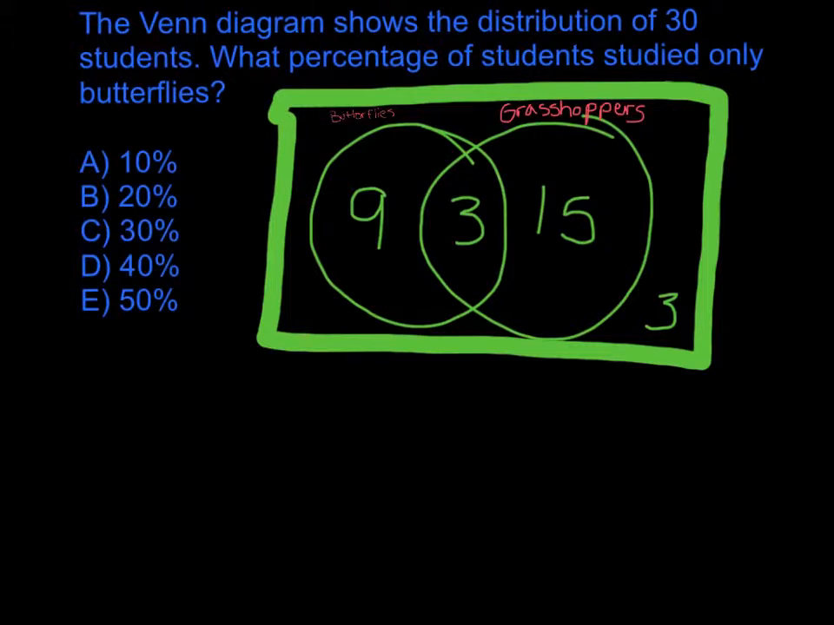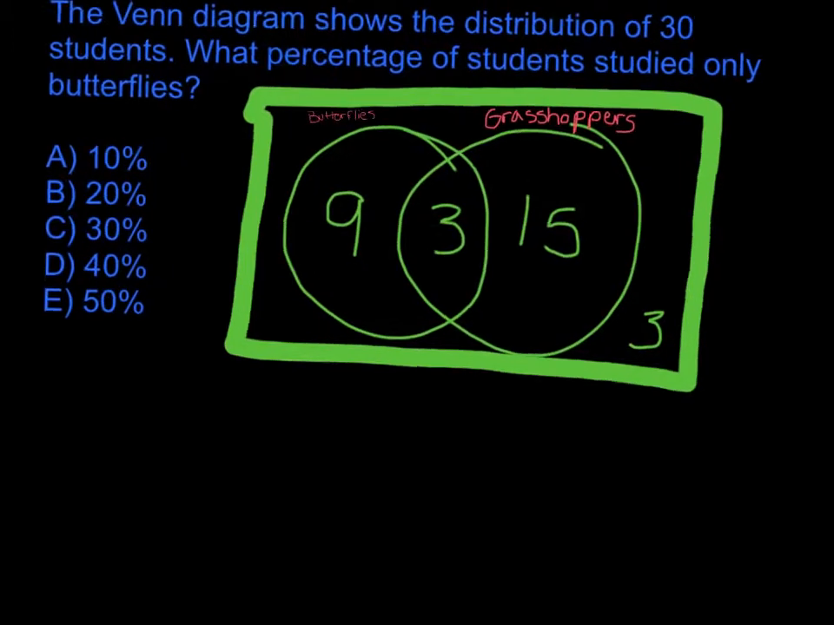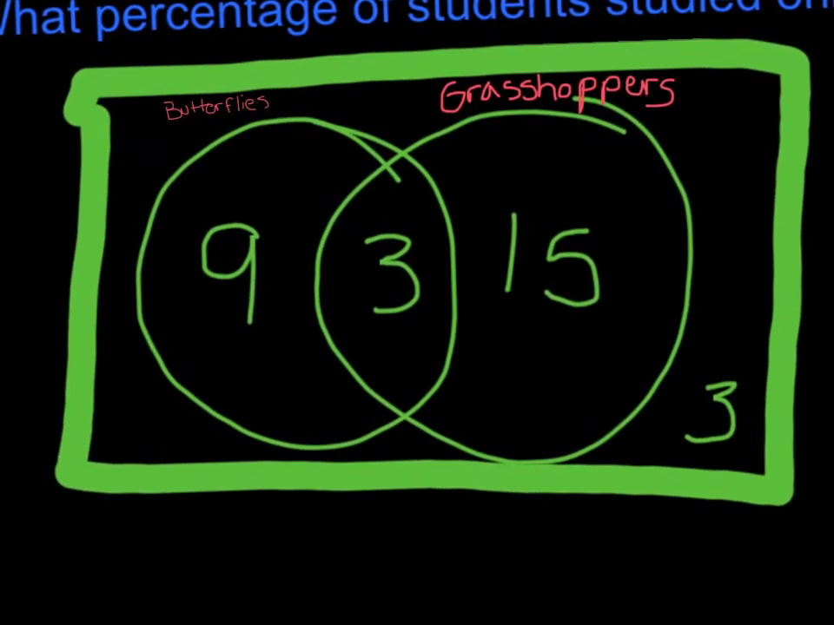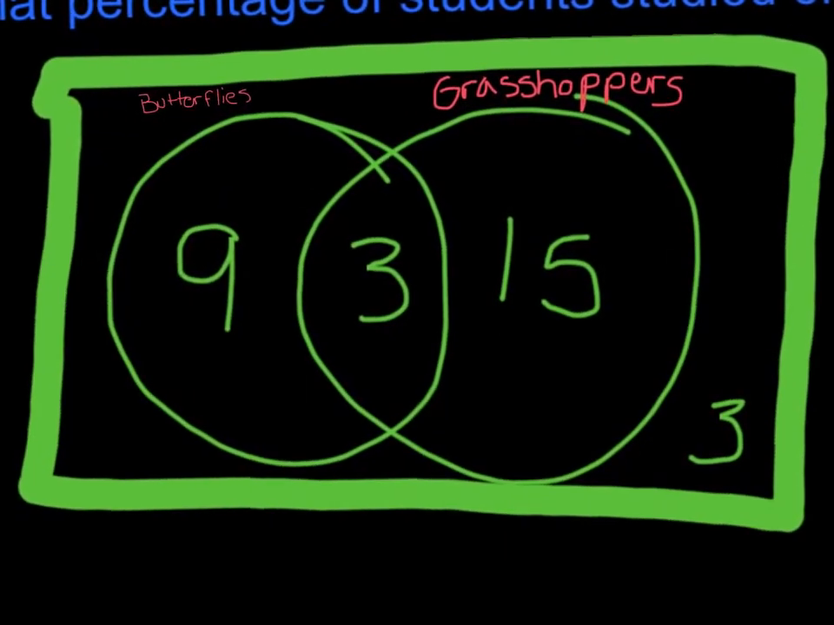Alright, here's our first question. The Venn diagram shows the distribution of 30 students. What percentage of students studied only butterflies? So what we want to do is find the percentage of students that studied only butterflies. Let's zoom into this Venn diagram and study it for a quick second.